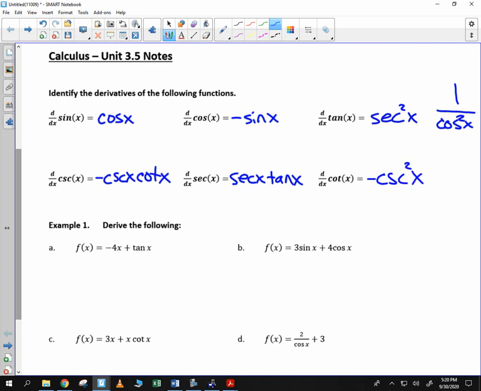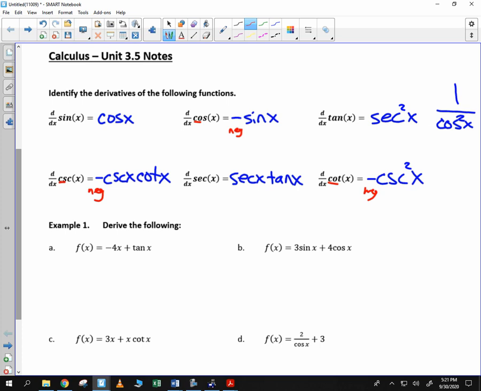Now, some people really struggle to memorize these, and I don't find them that bad. And I'll show you a few patterns that exist here. First of all, if it's a co-function, so cosine, cosecant, cotangent, they all start with a negative. So you see that you have this negative here, you have a negative here, you have a negative here. Okay, so that's first of all, kind of what we have.